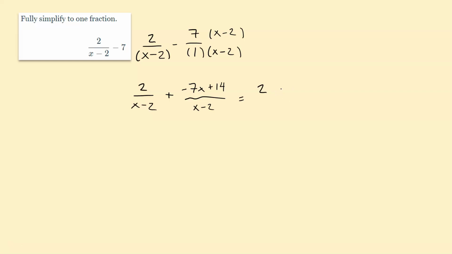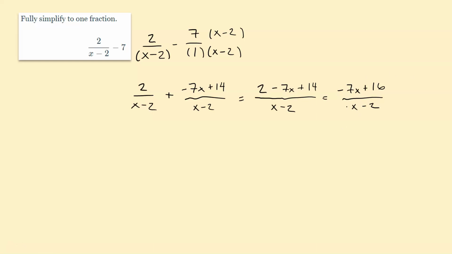So then when I combine these, I have 2 minus 7x plus 14 over x minus 2. And I can combine the 2 and the 14, so I'll have negative 7x plus 16 over x minus 2. Now, does anything simplify here? We actually can't factor anything out of the numerator except for the negative 1 if we wanted to, but I don't see any reason to.